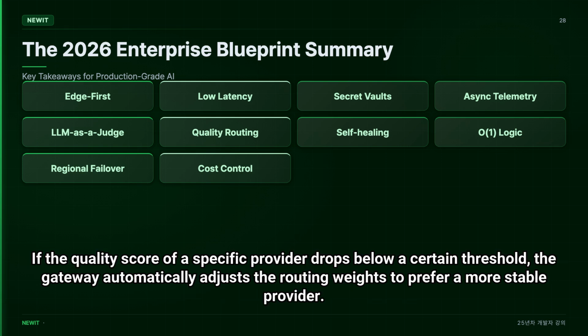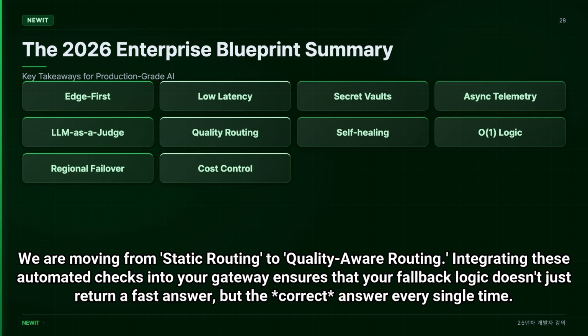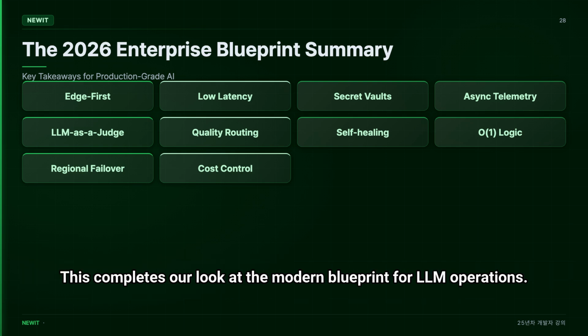If the quality score of a specific provider drops below a certain threshold, the gateway automatically adjusts the routing weights to prefer a more stable provider. This creates a self-healing AI infrastructure. We are moving from static routing to quality-aware routing. Integrating these automated checks into your gateway ensures that your fallback logic doesn't return a fast answer, but the correct answer every single time. This completes our look at the modern blueprint for LLM operations.